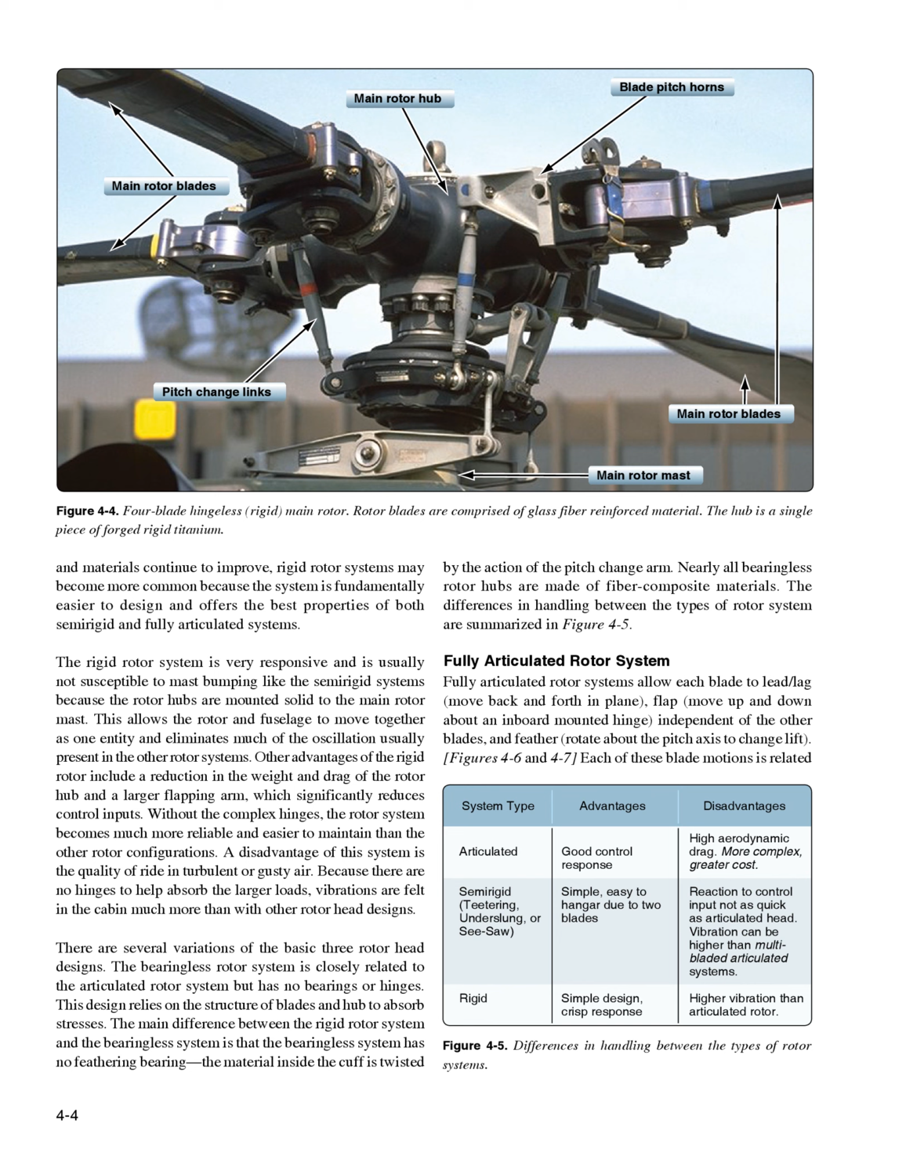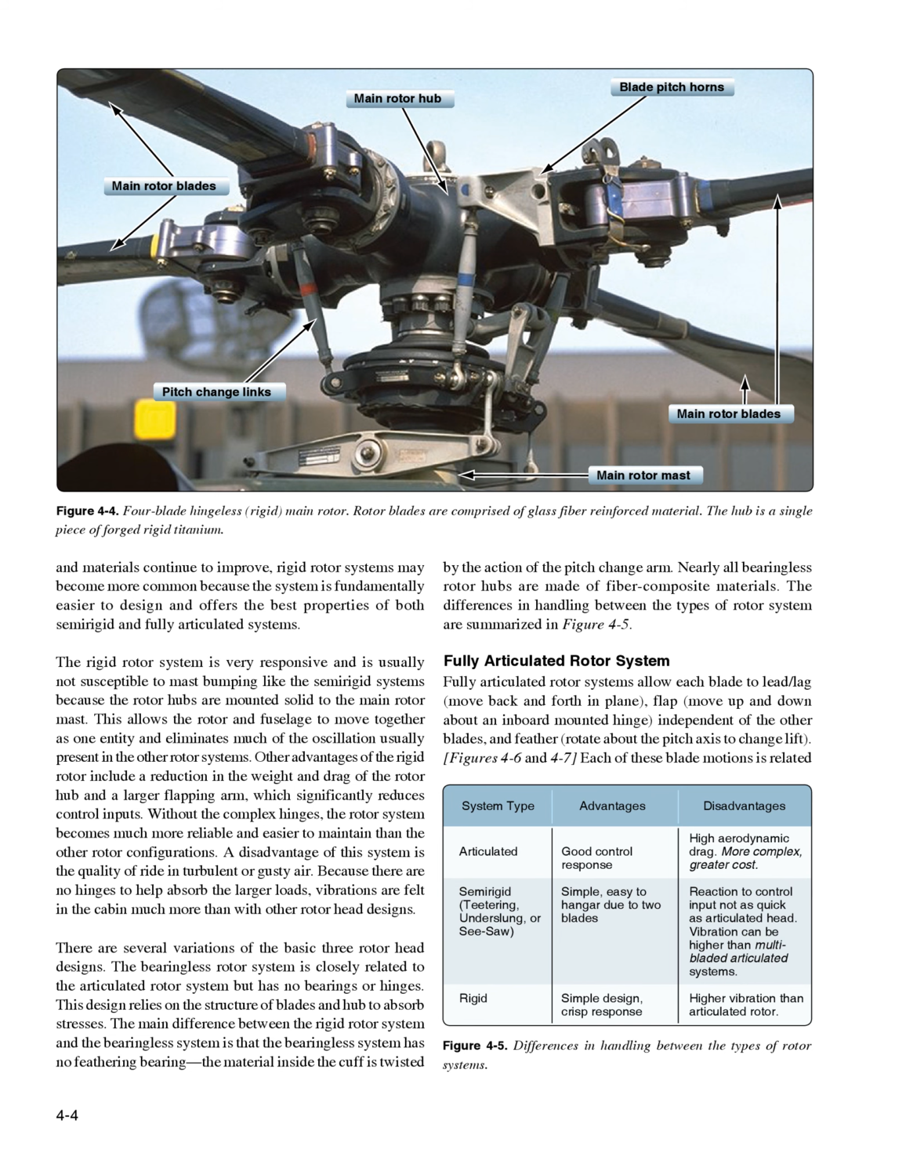There are several variations of the basic three rotor head designs. The bearingless rotor system is closely related to the articulated rotor system but has no bearings or hinges. This design relies on the structure of blades and hub to absorb stresses. The main difference between the rigid rotor system and the bearingless system is that the bearingless system has no feathering bearing. The material inside the cuff is twisted by the action of the pitch change arm. Nearly all bearingless rotor hubs are made of fiber composite materials. The differences in handling between the types of rotor system are summarized in Figure 4.5.